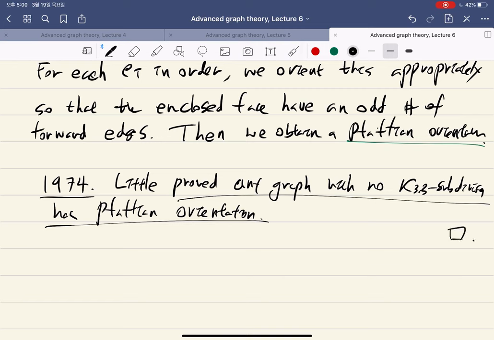So today we learned about this Pfaffian, which can be used to count the perfect matchings. So next time we will learn about some randomized algorithm which can efficiently check whether the graph has a perfect matching or not.